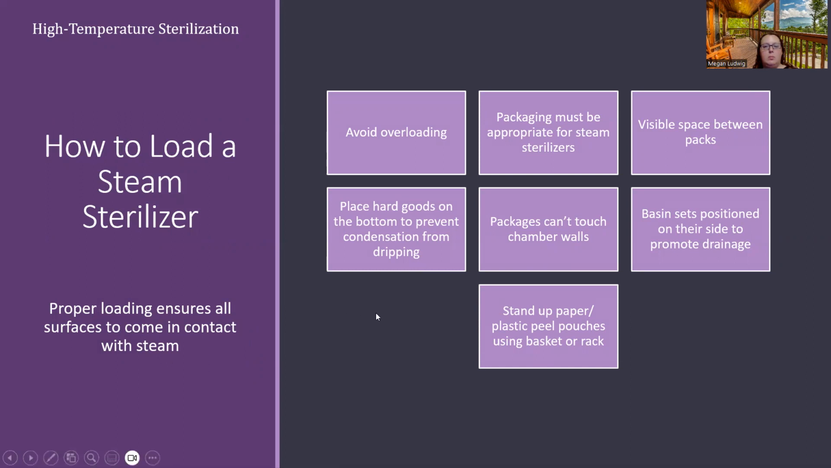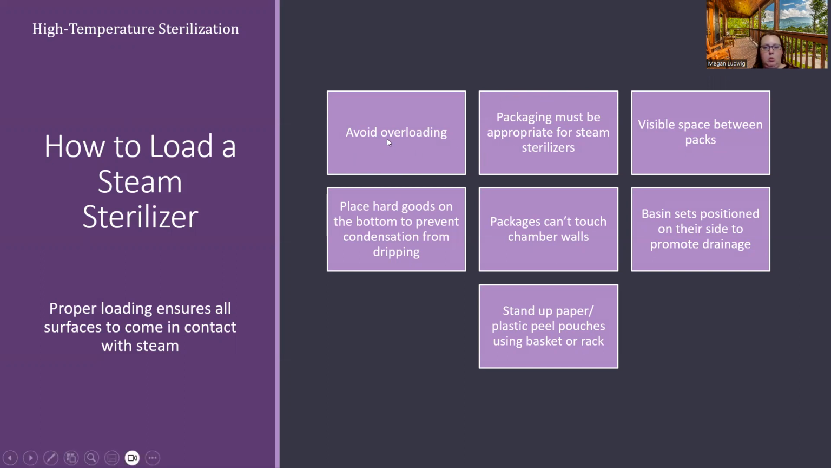So here are some little tidbits, notes that you need to keep in mind when you're loading a steam sterilizer. You want to avoid overloading. It's going to limit where the steam can move if you shove it too tight, okay? Packaging must be appropriate for steam sterilizers. So you talk about the wrapping, usually the blue wrapping around instruments, the muslin wrappers, has to be appropriate for that type of sterilizer. It could be a different wrapper for an ETO sterilizer. Be very careful with what you're wrapping.